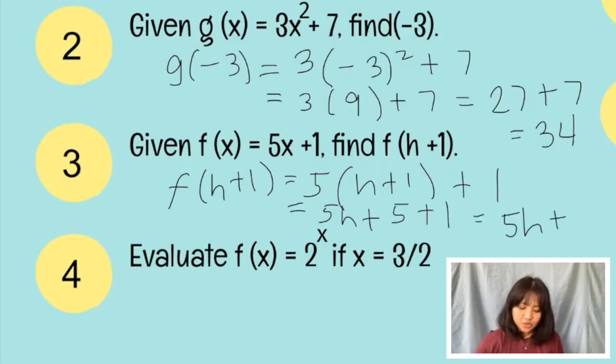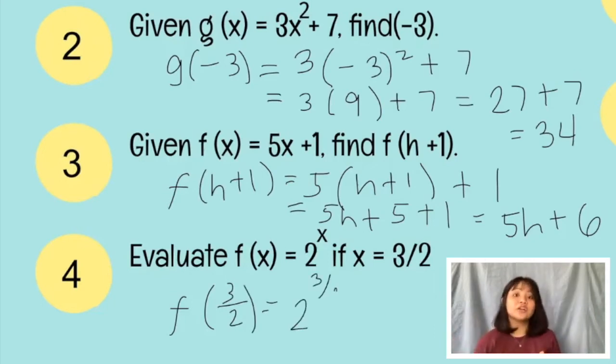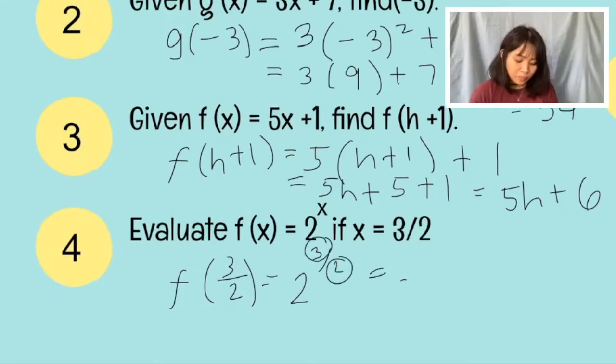Okay. Sige, susunod tayo. Next, how about example number 4? So, yung x equals 3 halves, papasok mo sa mga x. So, magiging f of 3 halves equals 2 raised to 3 halves. Hala, may exponent tayo na fraction. So, pag meron tayong exponent na fraction, we transform them into radicals. Balik ka sa radical mo, pasok mo yung whole number mo na 2 sa loob. Yung denominator mo would be here, numerator mo would be raised.